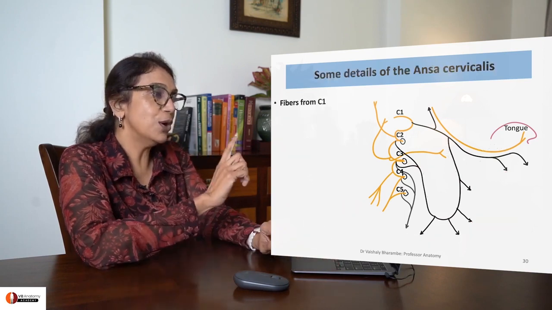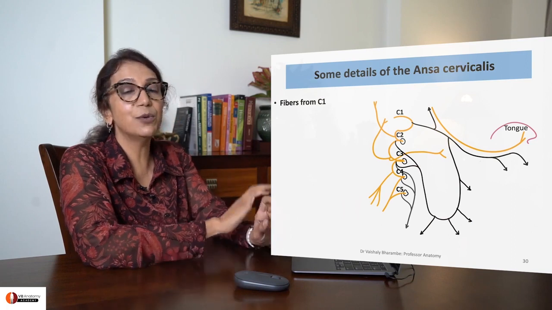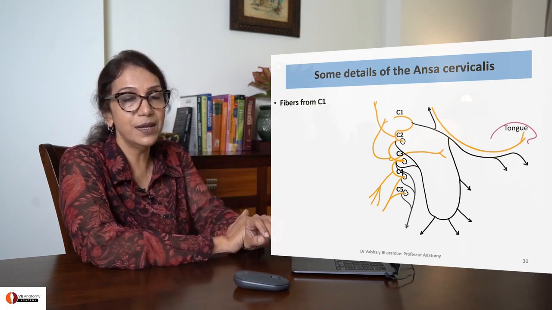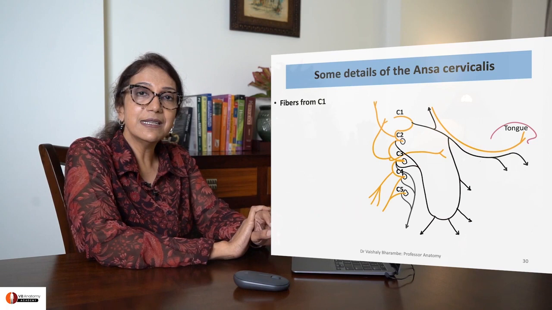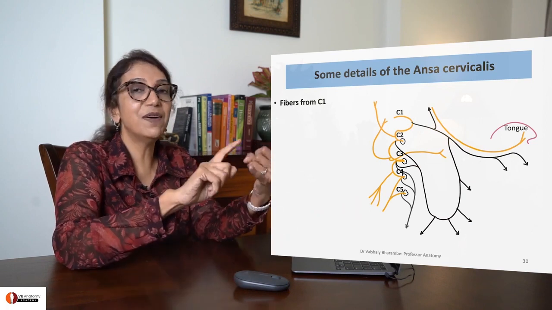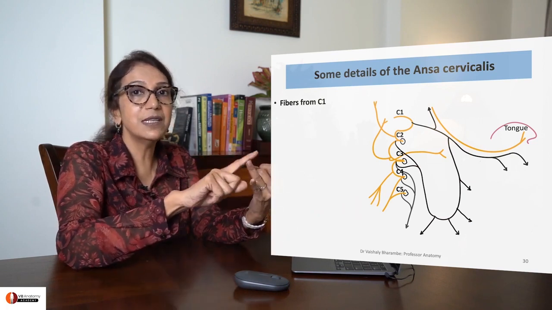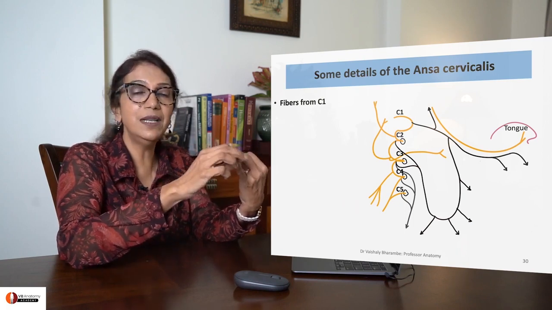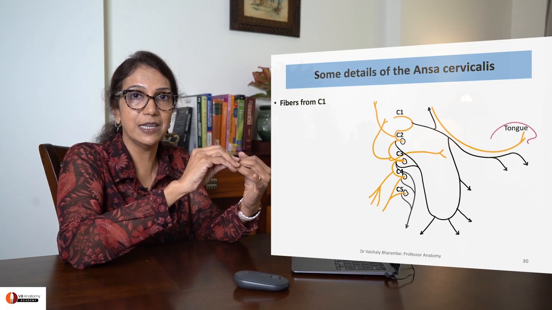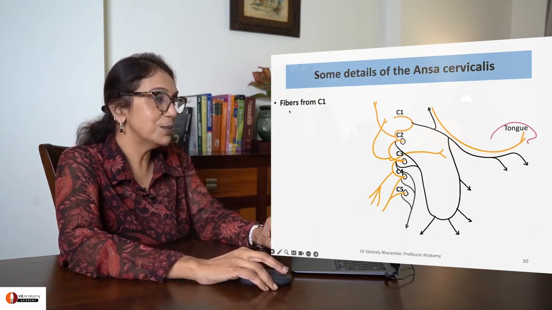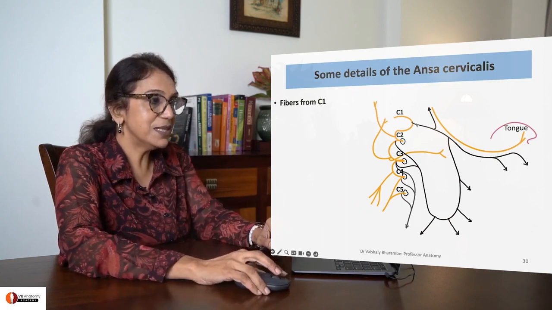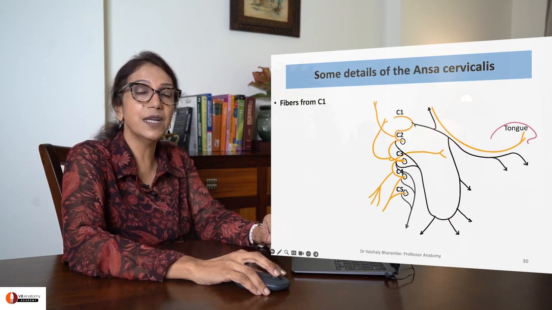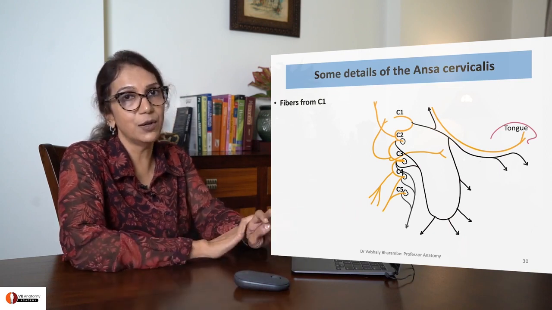Right, so let's talk about fibers coming from the C1 spinal nerve. Ansa cervicalis is essentially a loop formed by fibers coming from C1, C2 and C3. So I'm going to divide it into fibers from C1 and fibers from C2, C3. Okay, so fibers from C1. Fibers from C1 began their journey trying to reach the infrahyoid muscles.